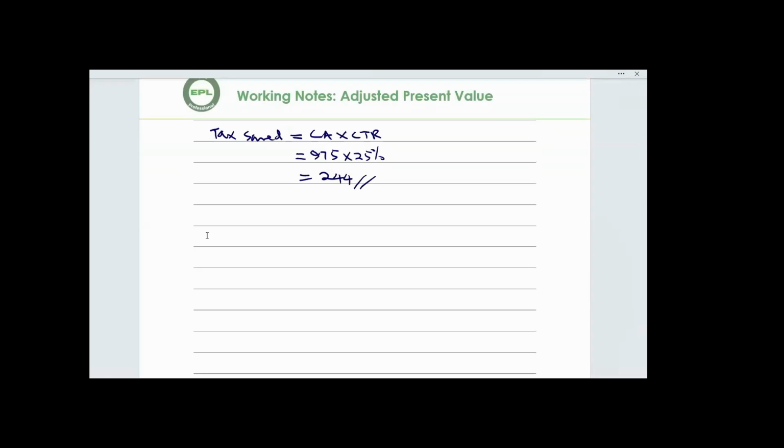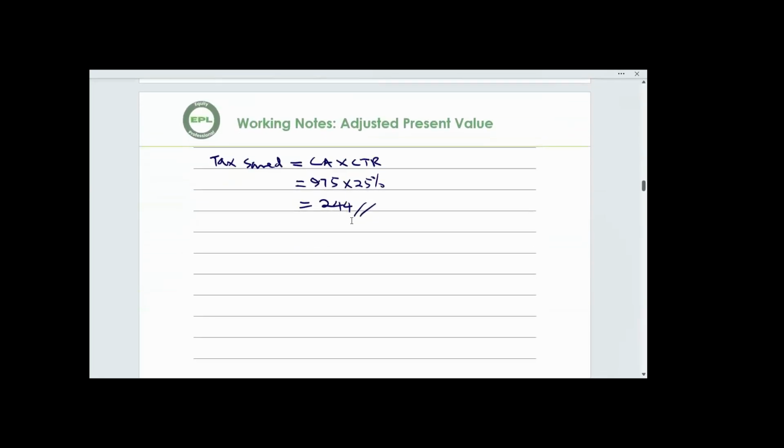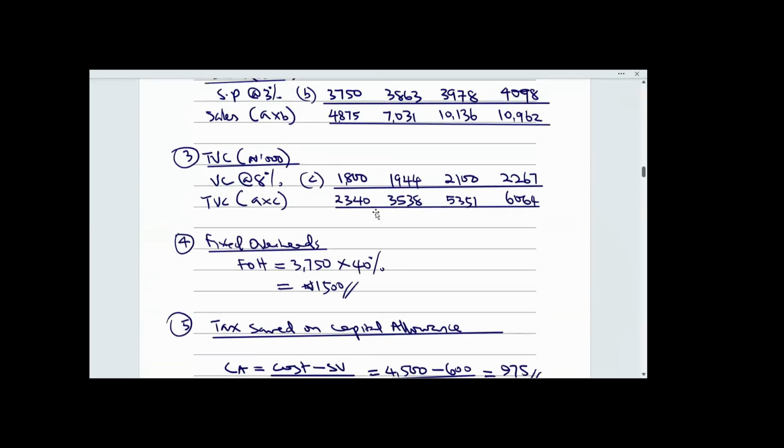In the final year, because if you multiply 244 by 4 years, it will give you 976. That means you have claimed more than what you are supposed to claim, because your total capital allowance is 975. You can't claim more than that. Therefore, the final year annual tax saved, you restrict it to 243. So let's go and indicate that.